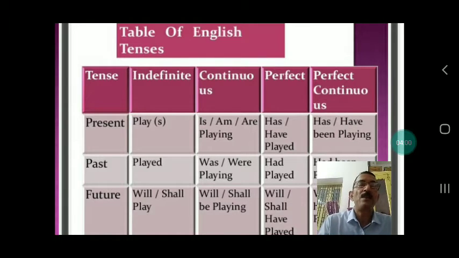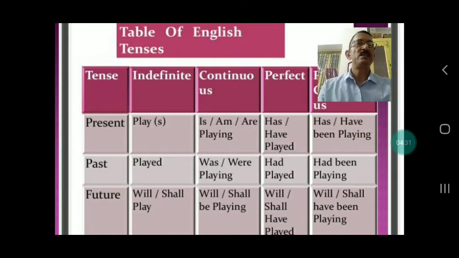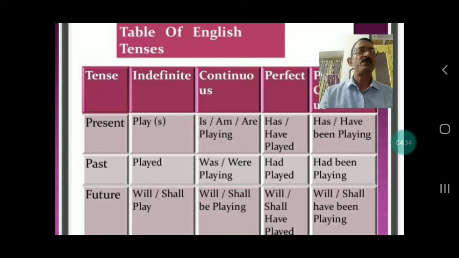The same thing happens with the past, as it is required. If it is past tense, then use subject plus V2. Played is the past form. If it is was or were plus verb plus ing, that is past continuous. If it is past perfect, then subject plus had plus V3. And if it is the past perfect continuous tense, then use subject plus had been plus V1 plus ing.